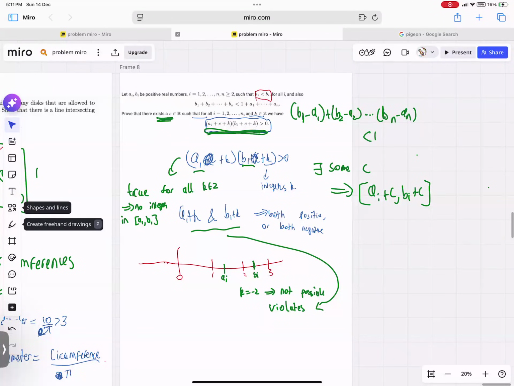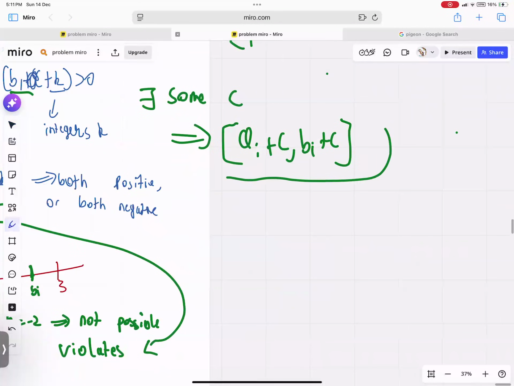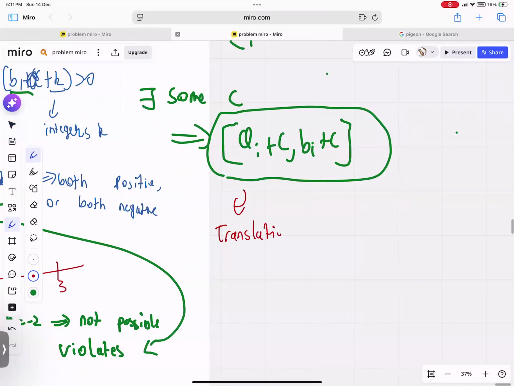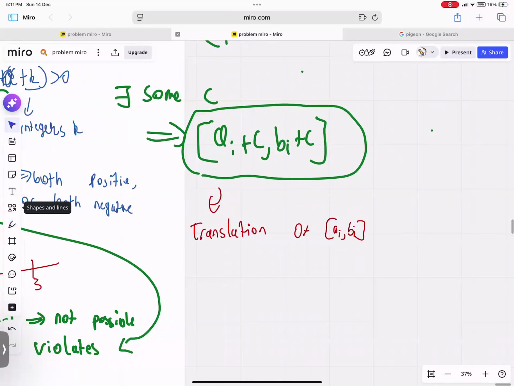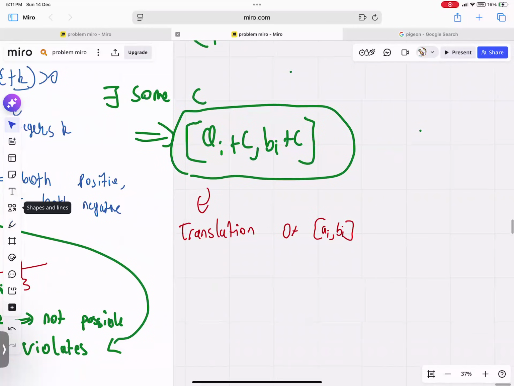Do you all see why there is some c, so that all the translates, this is basically a translation of the interval ai, bi, doesn't contain any integers? How do you prove that?